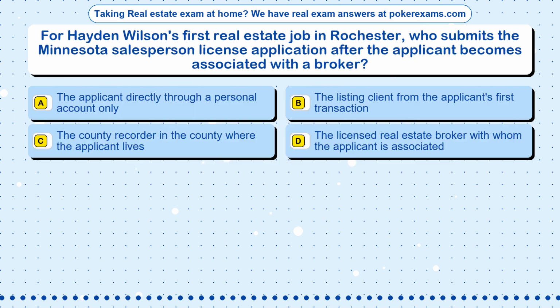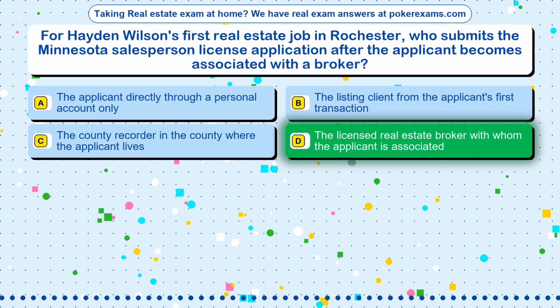Question 60. For Hayden Wilson's first real estate job in Rochester, who submits the Minnesota salesperson license application after the applicant becomes associated with a broker? Option A. The applicant directly through a personal account only. Option B. The listing client from the applicant's first transaction. Option C. The county recorder in the county where the applicant lives. Option D. The licensed real estate broker with whom the applicant is associated.